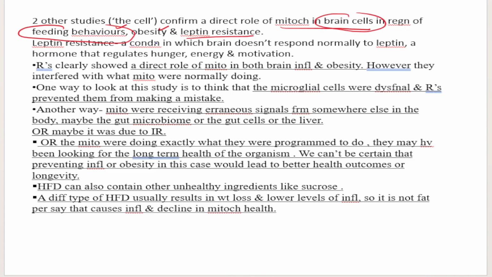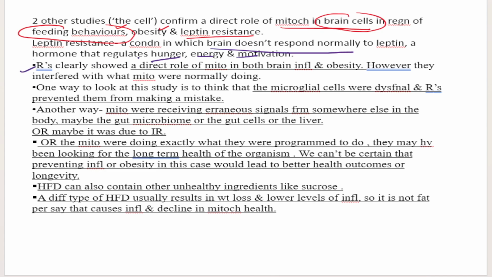Now, what is leptin resistance? It is a condition in which the brain does not respond normally to leptin, which is a hormone regulating hunger, energy and motivation.